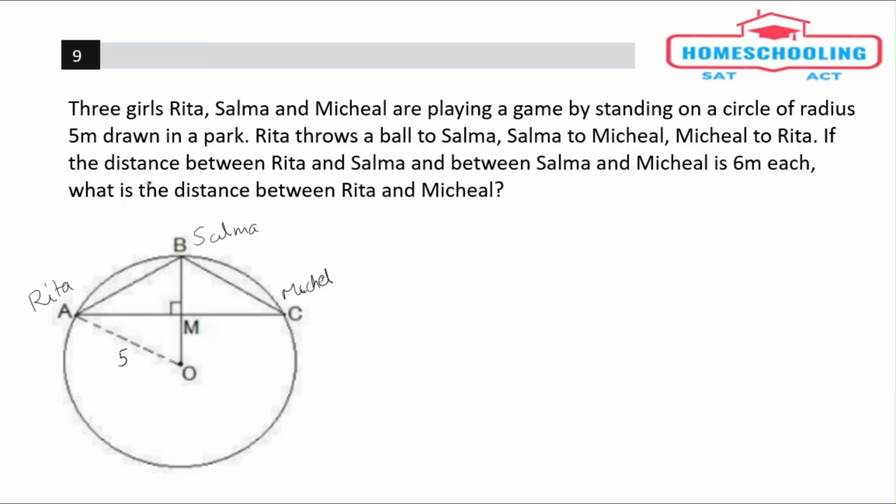If the distance between Rita and Selma, and Selma and Michelle is 6, so AB and BC would be 6 each. What is the distance between Rita and Michelle? Okay, so we have to find what is AC. So how are we going to approach this question? Let's see.